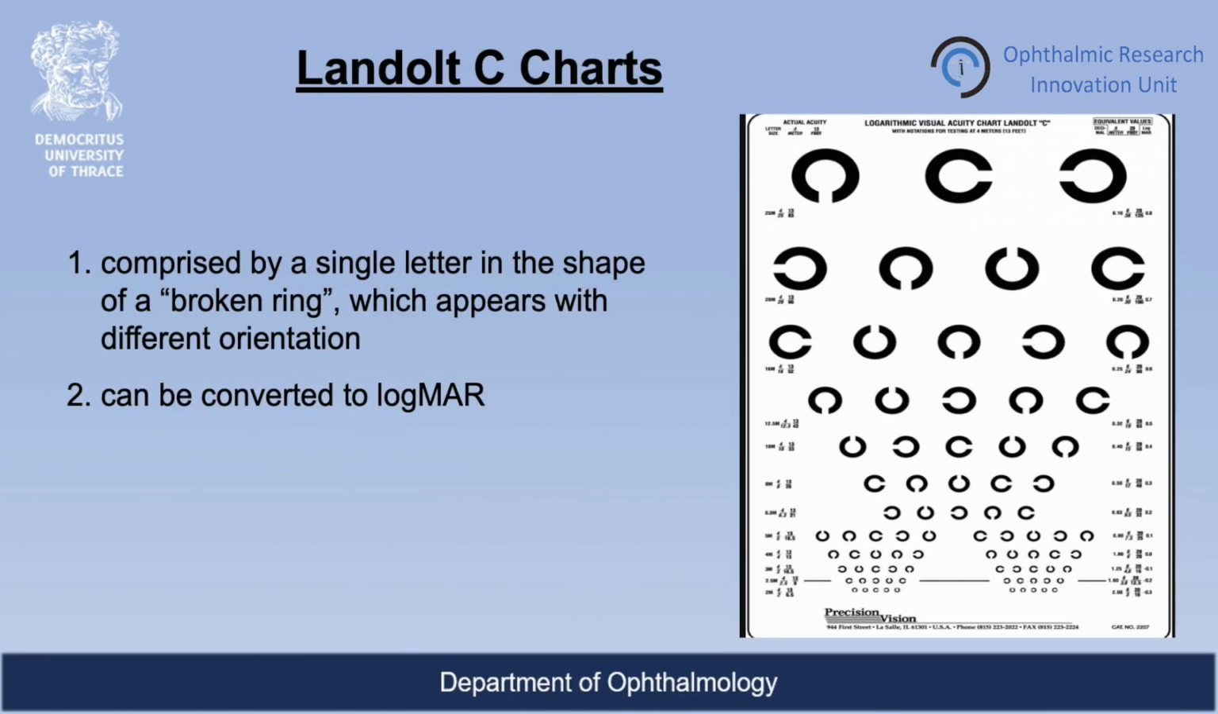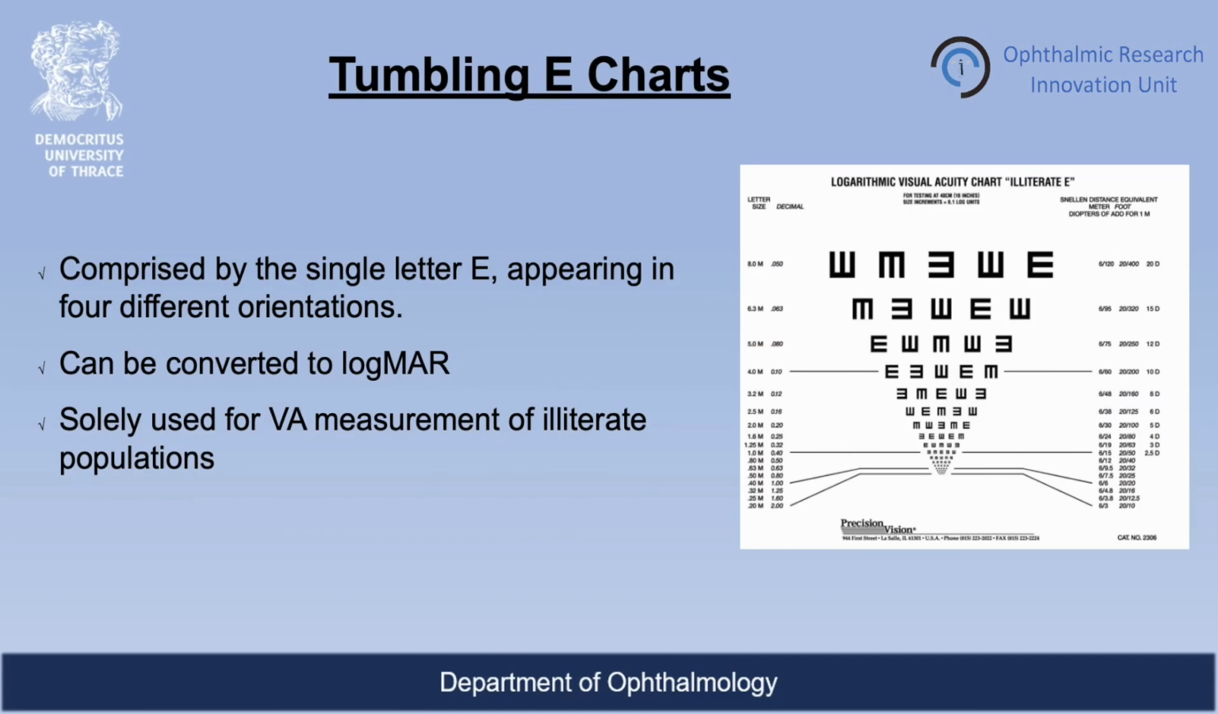The Landolt-C chart was created by Landolt in 1888 and is comprised of a single letter in the shape of a broken ring, which appears with different orientations. The Tumbling E chart was first introduced by Taylor, and it was comprised of the single letter E, appearing in 4 different orientations. This visual chart was created solely for the visual acuity measurement of illiterate populations. Both Landolt-C and Tumbling E charts can be converted to the logMAR formula.